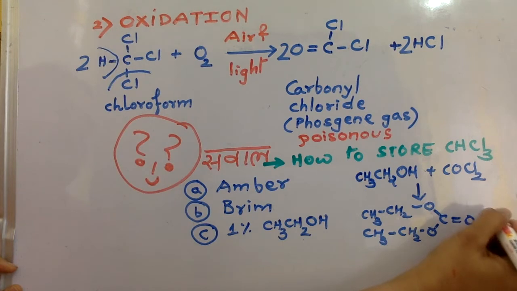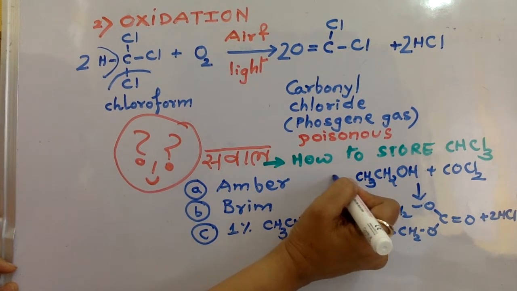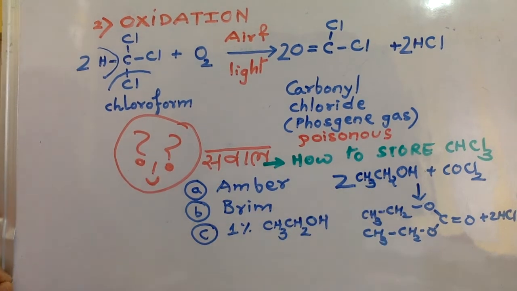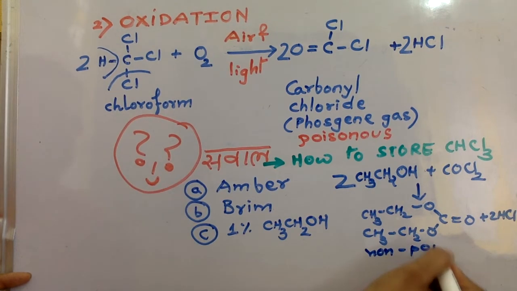और ये 2 HCl बाहर आ गए. अब इसको बैलेंस कर देते हैं. यहाँ 2 आ जाएगा. हो गया. और ये जो डाइथाइल कार्बोनेट है, this is not a poison, so this is non-poisonous.